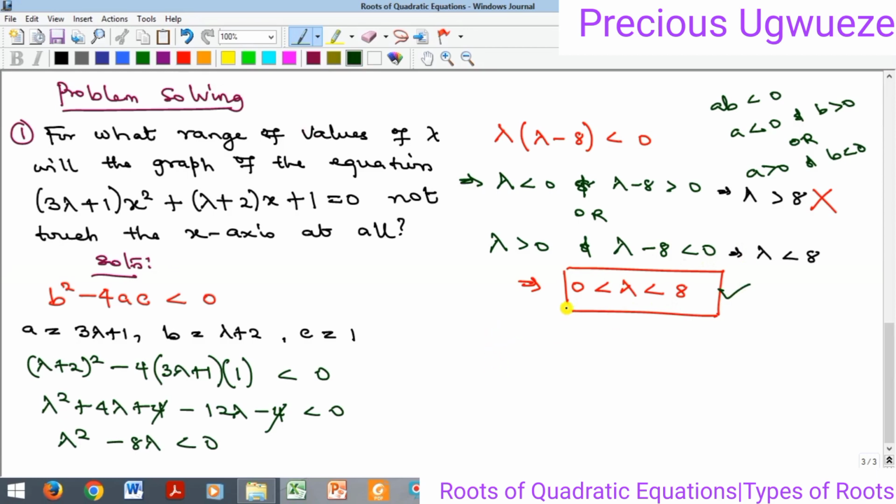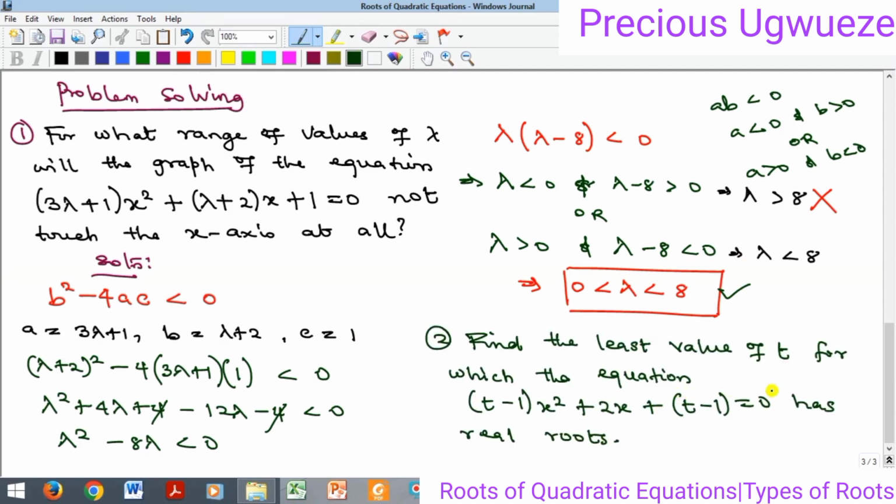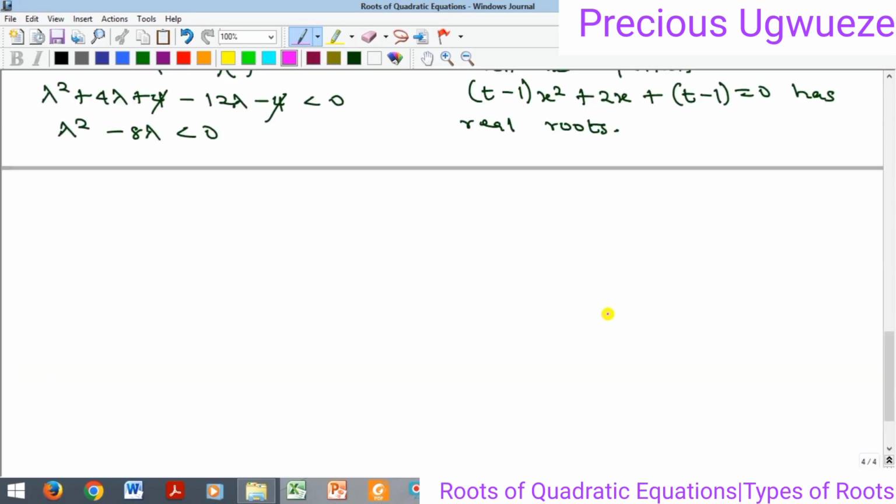Okay, all right, so we'll do a second example on that also. Now, this question says that we should find the least value. Please take note of that. It says we should find the least value of t for which the equation is going to have real roots, and that's what we want to look at.